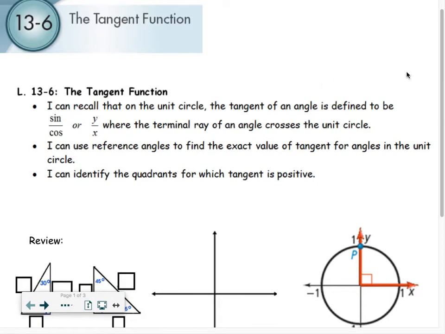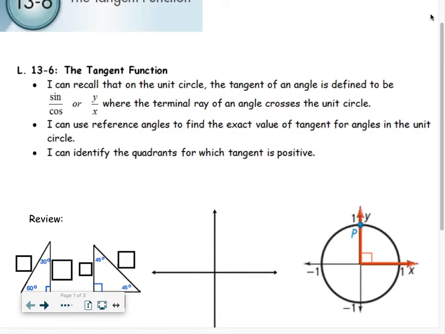With 13.6, we're going to talk about the tangent function. We're not going to graph tangent, but I want you to be able to find the tangent of angles, just like we've done sine and cosine without a calculator. The important part is that tangent is sine over cosine, or more importantly, y over x. Remember when we had our exact value, sine was y, cosine x. Tangent is just going to be our y over x. So always y on top, x on bottom.